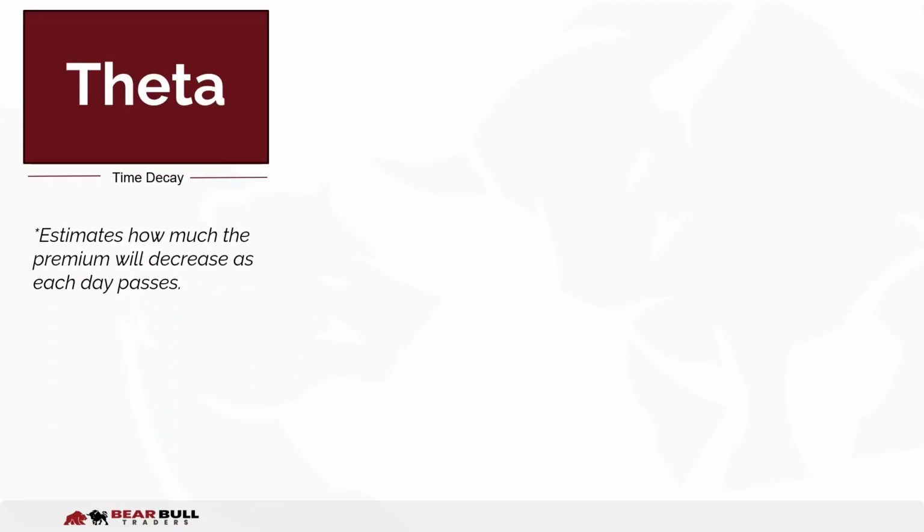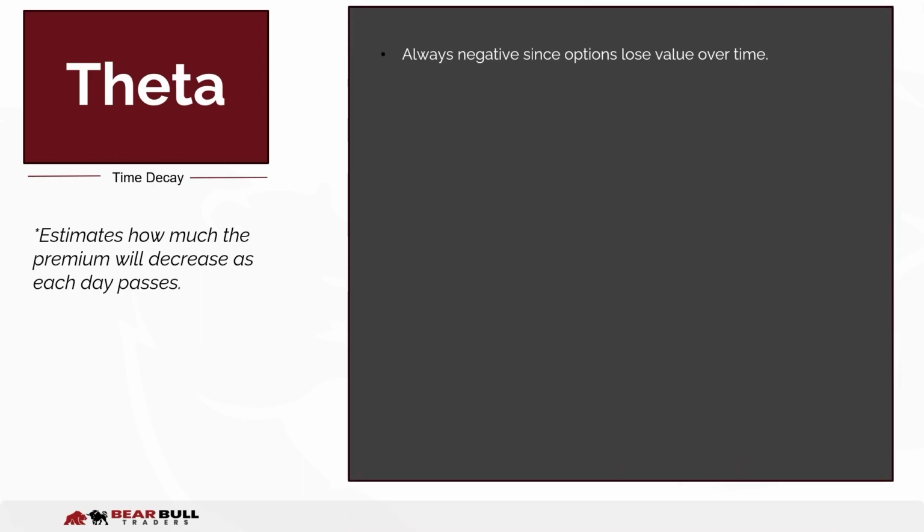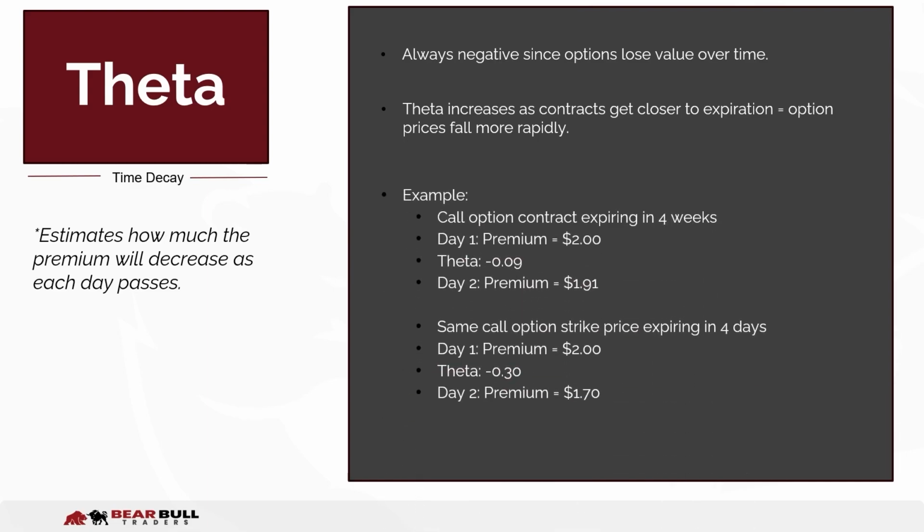Theta is your time decay. Theta will estimate how much the premium will decrease as each day passes. Since options lose value over time, theta will always be negative. The amount of theta will increase as contracts get closer to expiration. This causes the option prices to fall more rapidly.